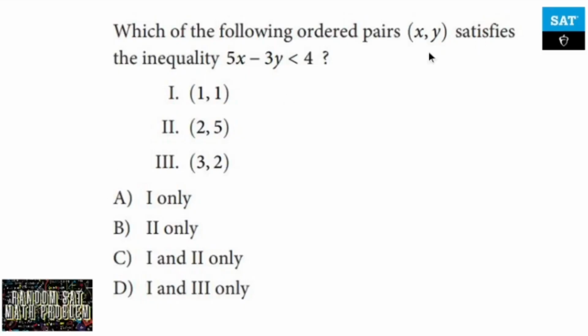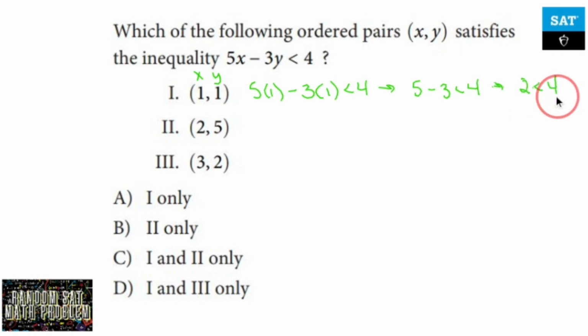Which of the following ordered pairs satisfies the inequality 5x minus 3y is less than 4? All right, so it gives me three ordered pairs, and I have to make sure which one of these works, so let's test them all. Remember, the left numbers are x values, the right numbers are y values, so let's check all of them and make sure they work. 5 times 1 minus 3 times 1, y is 1, x is 1, it's got to be less than 4. That becomes 5 minus 3, which is 2. 2 is less than 4? Yup.